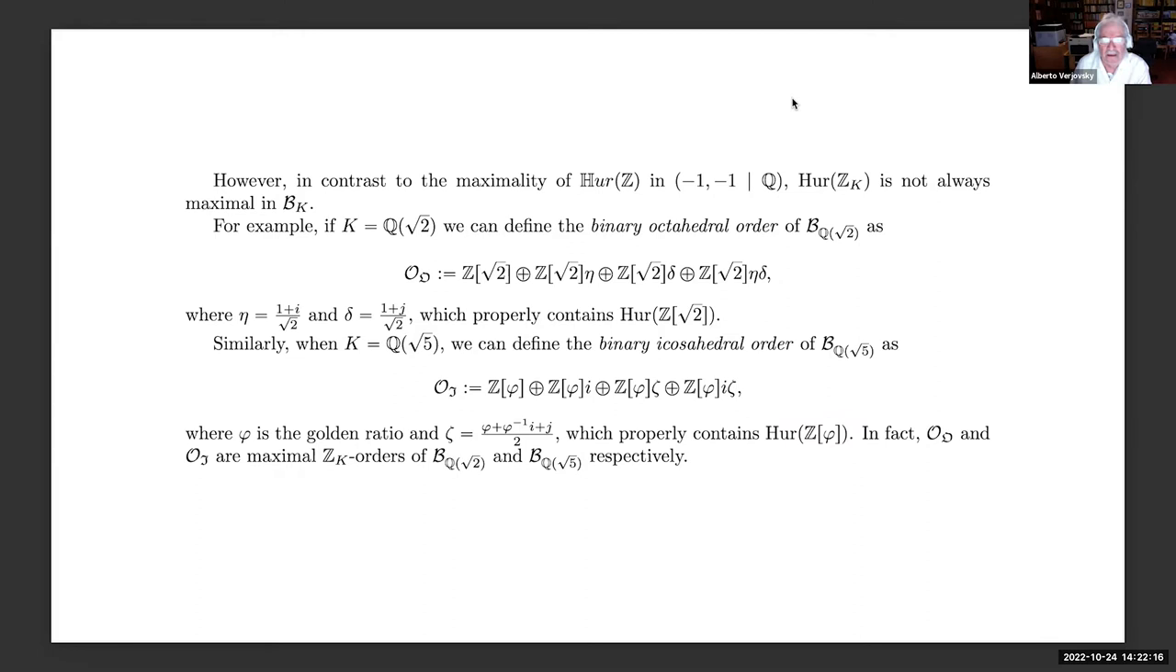Well, here's another example. This is just an example, I'll go faster. It's an example where Q(square root of 5) is very interesting because it involves, in a natural way, the golden number phi, the golden ratio. And here, very quickly, this is to show examples where the orders are not maximal.